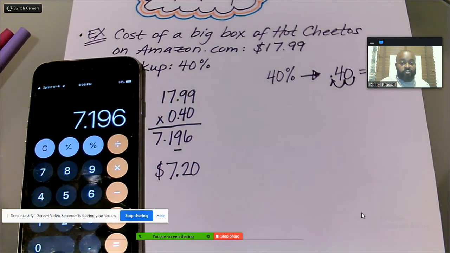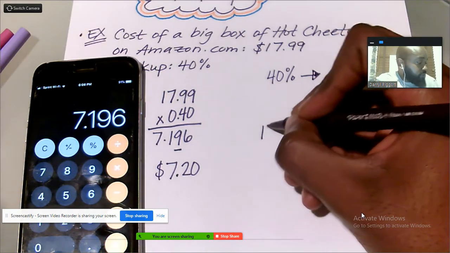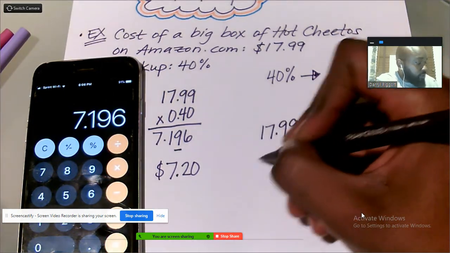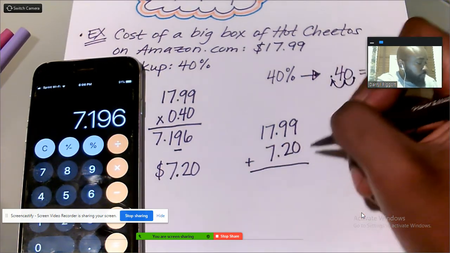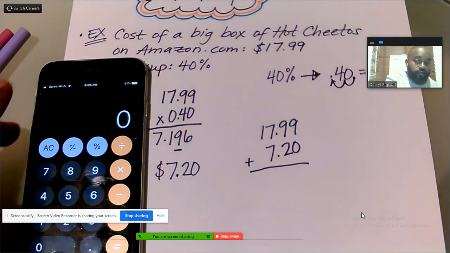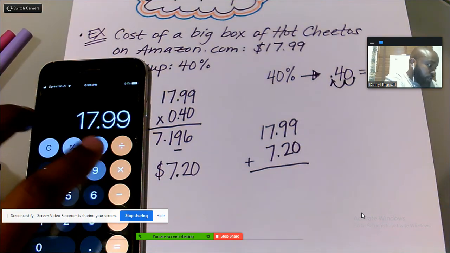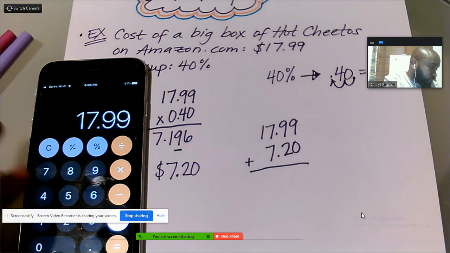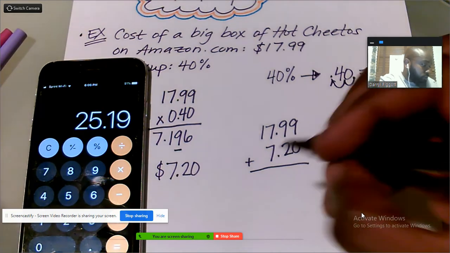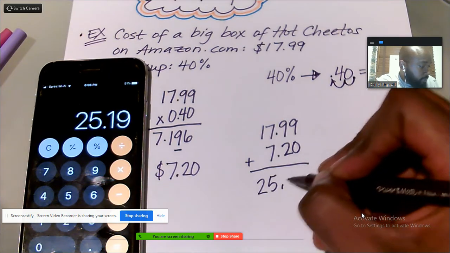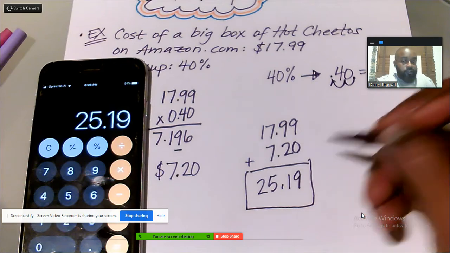$7.20 is the markup. So what do we do? We take our price, $17.99, and we add the amount of the markup. And I'll do that on here too. $17.99 plus $7.20 equals $25.19. That would be your answer on this problem.